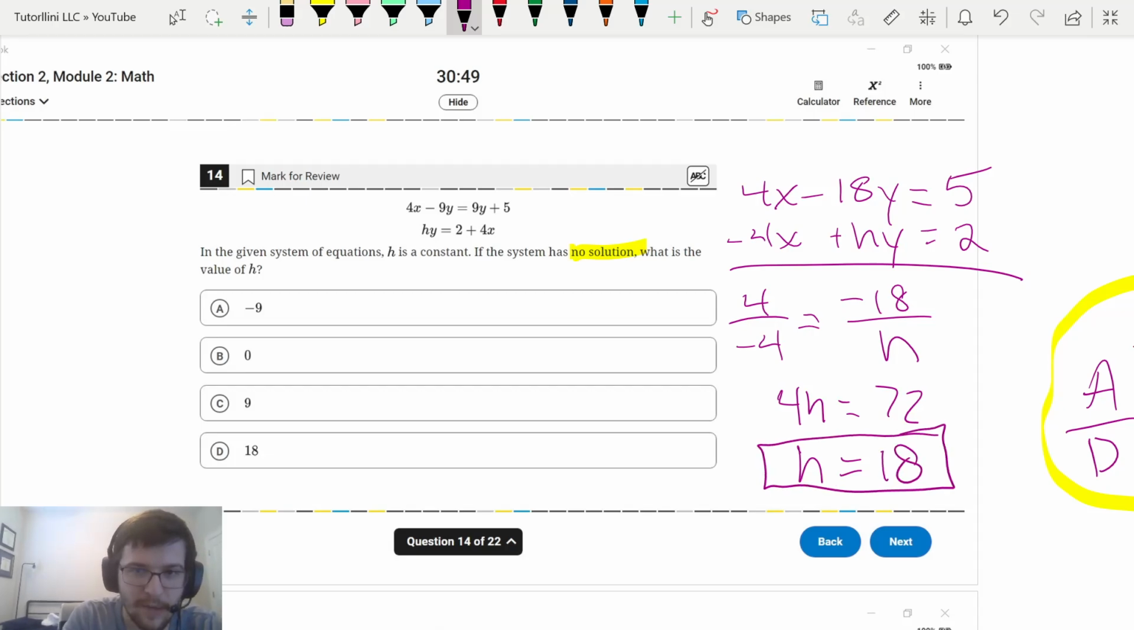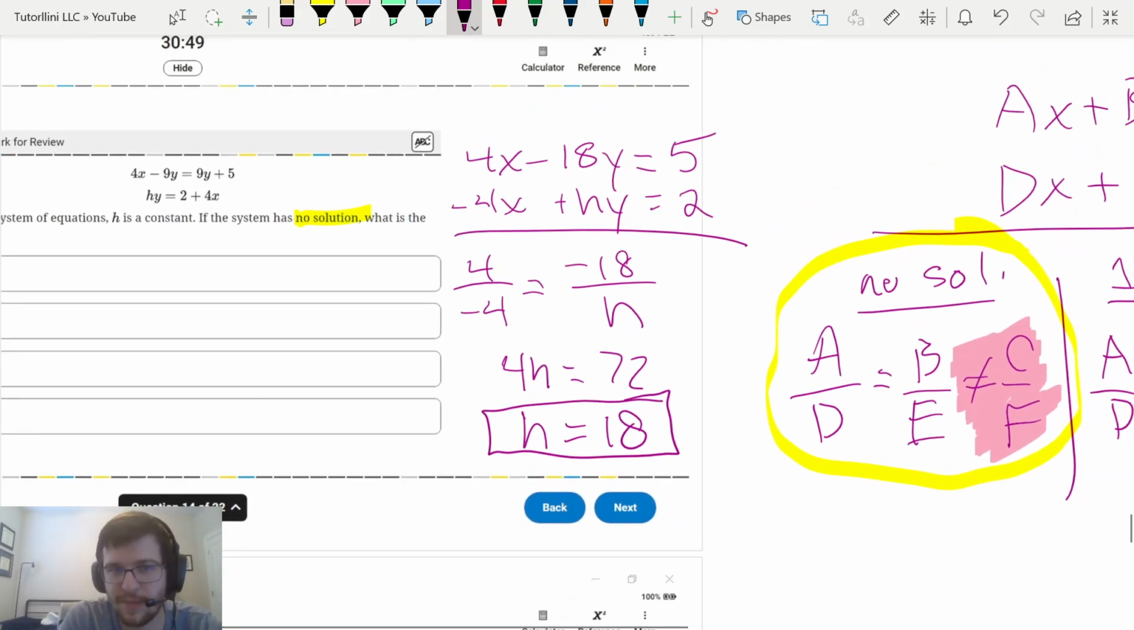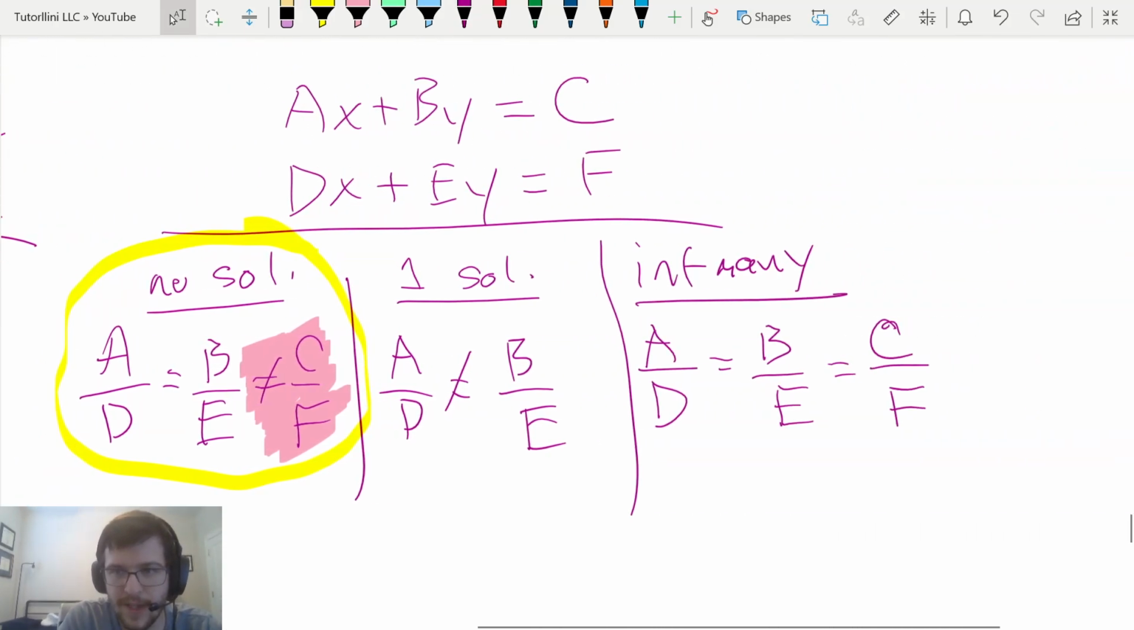You could put it in slope-intercept form and use the stuff we did before, but then you're probably going to have some fractions, which might be harder to work with. I thought it was easier to just put it in standard form and use this knowledge.